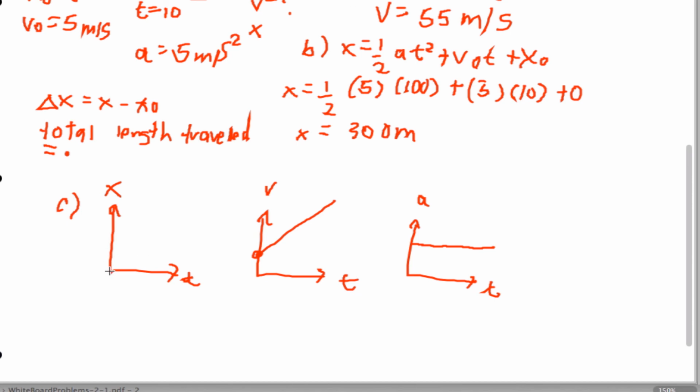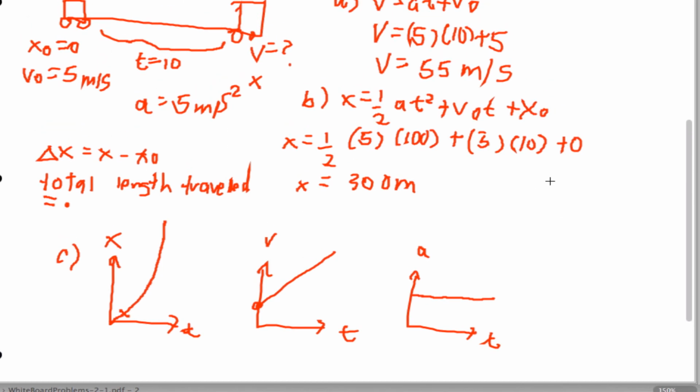And of course our position, well, we start at 0 and we move in a parabolic motion. Notice I give it a non-zero slope at the beginning because we're already moving at 5 meters per second at the beginning, so we need a positive slope for that. So that's basically problem number 2 in a nutshell.